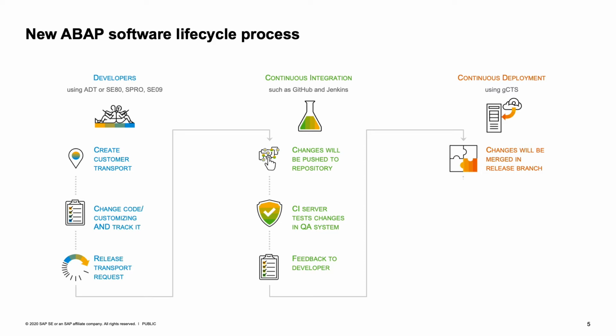And this is where continuous deployment comes into the game. So you could use Git methods to merge the changes that you did into, let's say, a release branch. And if you do so, you could have another pipeline that looks onto this release branch and makes these new developments automatically available on your production system, for example, and deploys it to the ABAP runtime so that your business users can make use of it. So this is how the software lifecycle process could look like if you use GCTS.